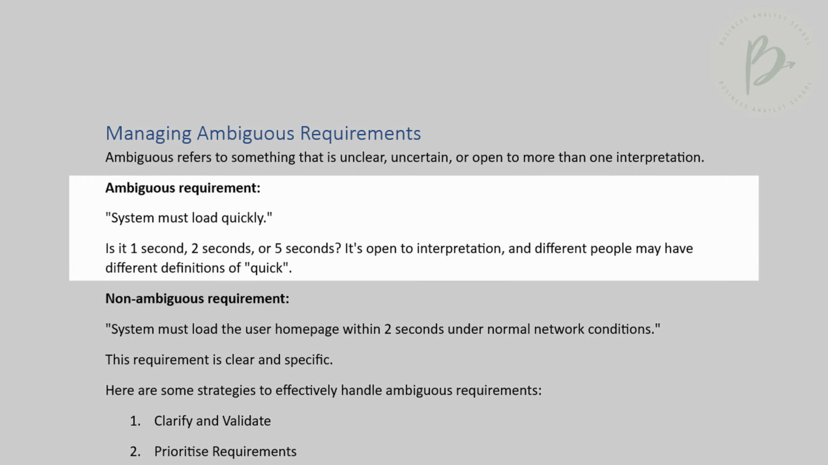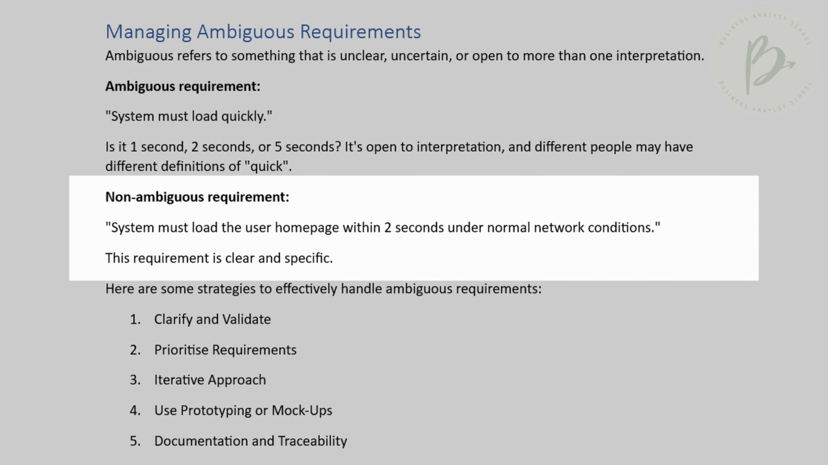You can have a requirement that the system must load quickly. Now, how would you interpret that from your own point of view? What do you mean by quickly? Does it mean 2 seconds, 5 seconds, 5 minutes? This can mean different things from different perspectives. This requirement is ambiguous because it doesn't really specify what quickly means, right? It's open to interpretation, and different people may have different definitions of quick. So let's make that a non-ambiguous requirement.